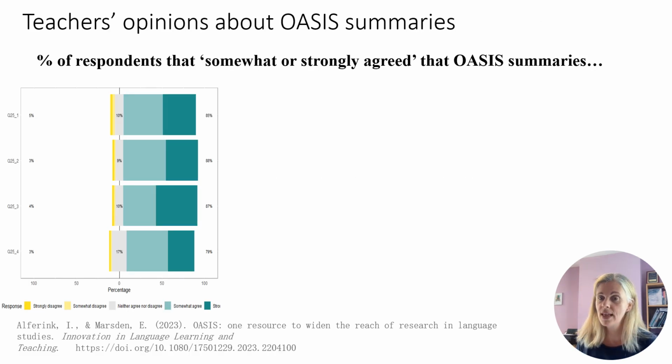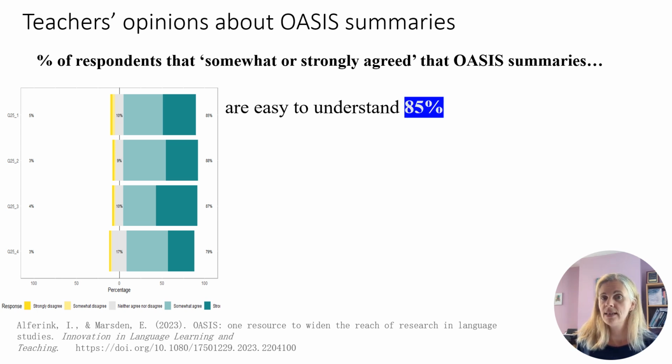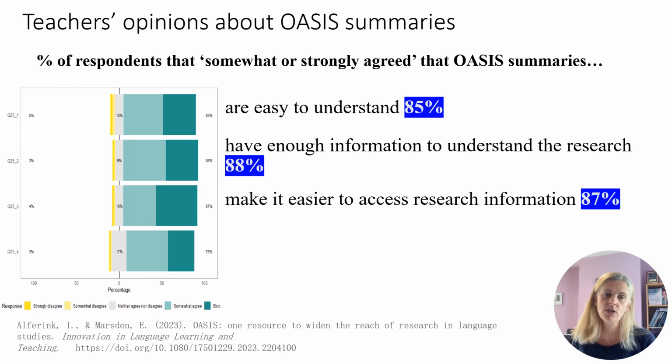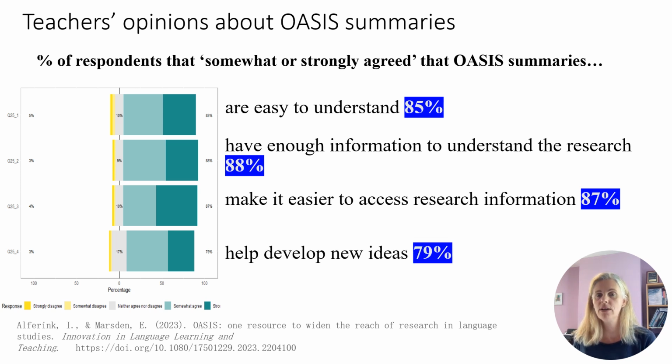So what were the teachers thinking about these OASIS summaries? We asked whether they strongly agreed with or somewhat agreed with the following statements. Whether the summaries are easy to understand, and about 85% of our respondents agreed that they were. About 88% thought that the summaries contain enough information to help them understand the research. About 87% said that OASIS summaries make it easier to access research information. And my favourite, about 79% said OASIS summaries help them to develop a new idea.